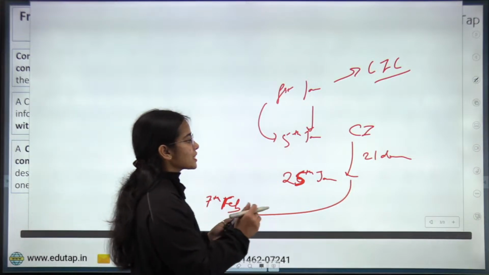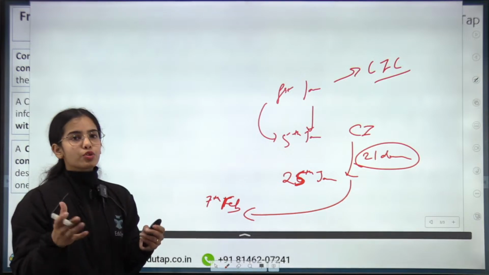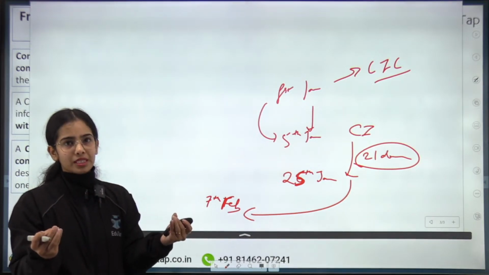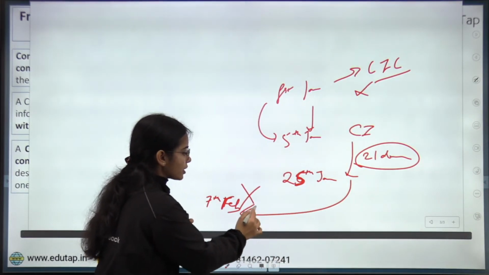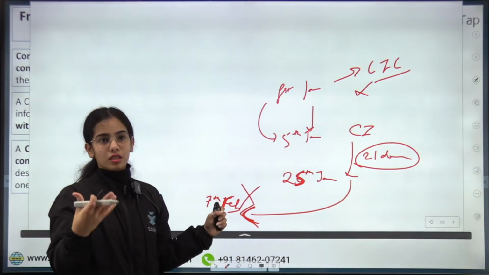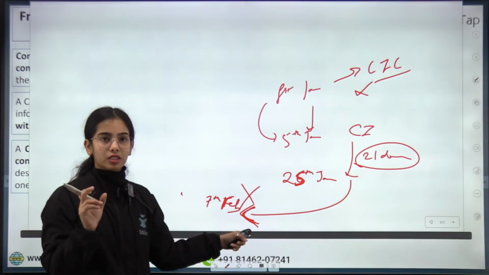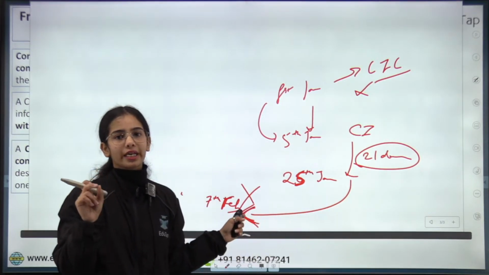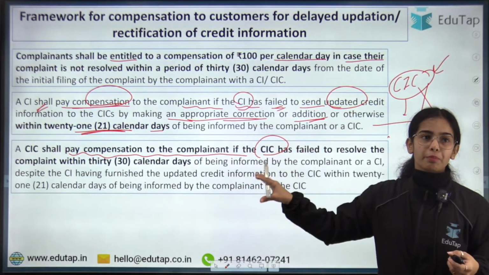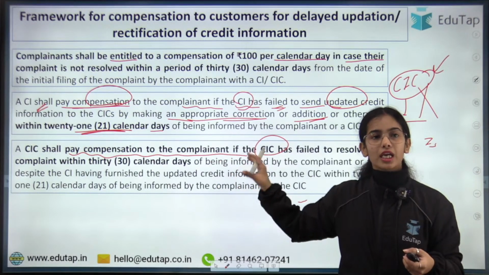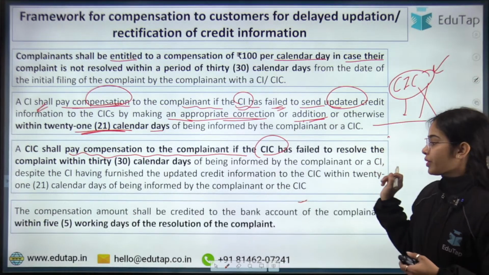So the credit institution has given the reply within 21 days. So the credit institution has done its part on a timely basis. It is the credit information company that didn't forward the correct report to the customer on a timely basis. So the compensation will here be given by the credit information company. Very good. So this is the idea, that the credit information company has to resolve the complaint within 30 calendar days, including the 21 calendar days that is given to the credit institution. So this is the idea.